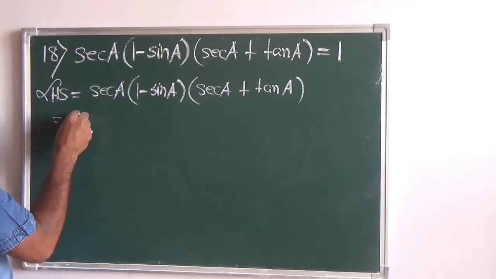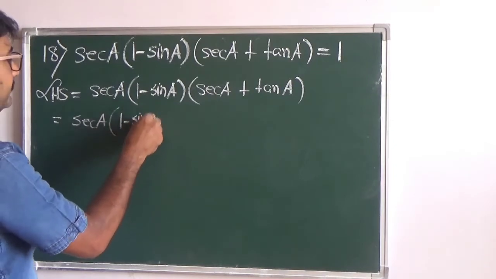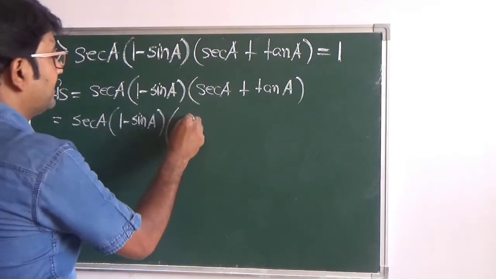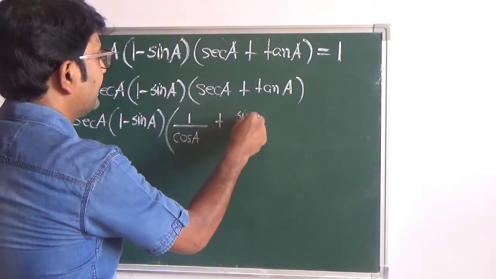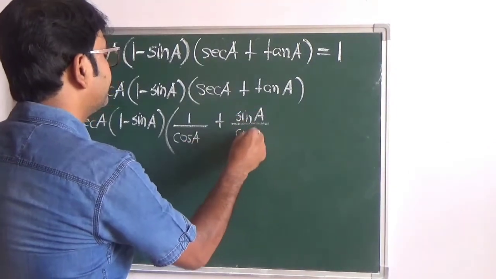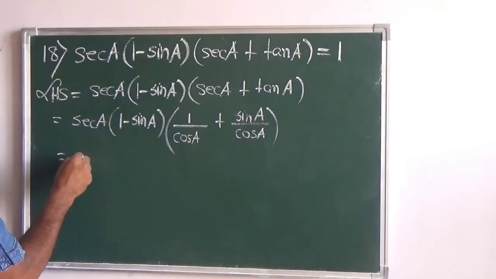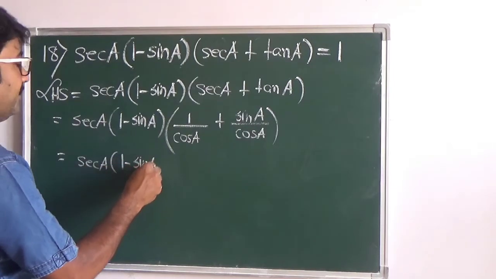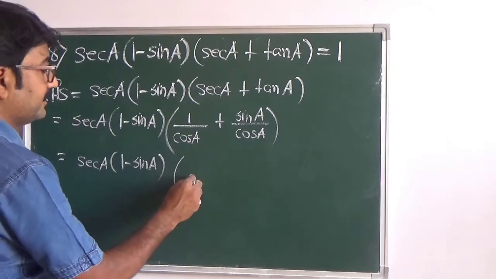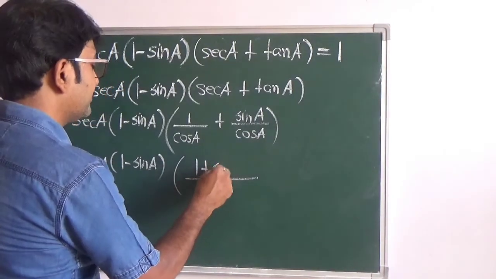If you write it as sec of A, this is 1 minus sine A. You can write it as 1 by cos A plus sine A by cos A. So what we get is sec of A into 1 minus sine of A, and if you take the rest, we have 1 plus sine A.